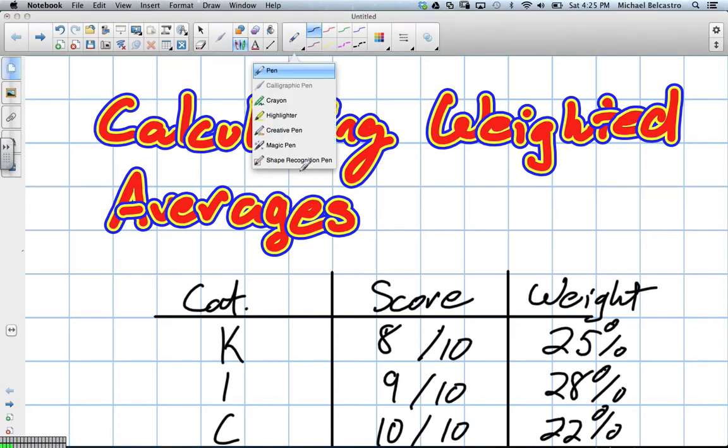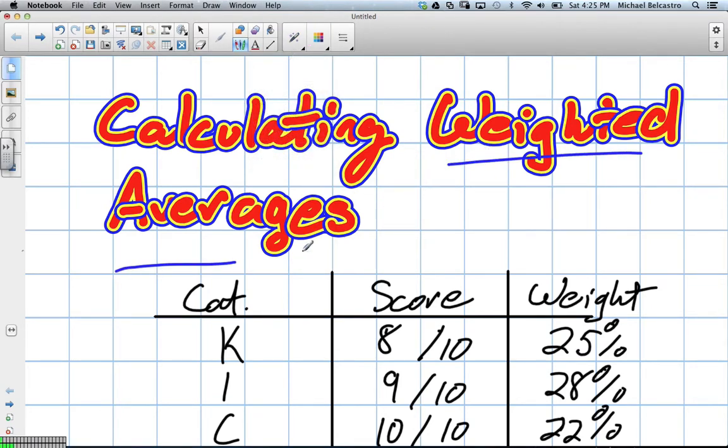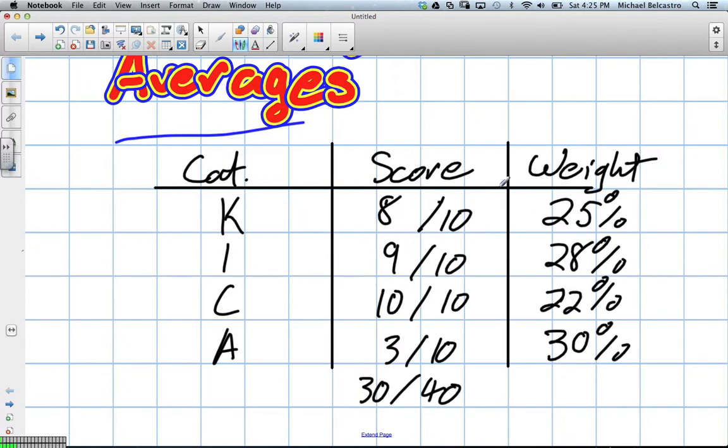Okay, so we're going to talk about calculating weighted averages. And a lot of your tests are set up to be weighted averages. So our categories, and they usually make them as knowledge, thinking or inquiry, communication, and application, right? And your course weighs each of them differently. So each of these categories has been given a different weight.